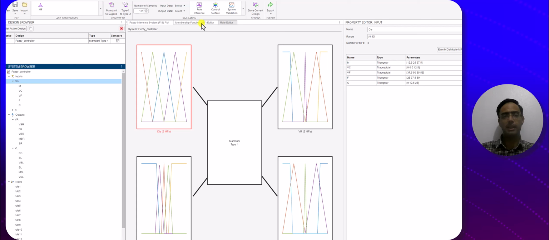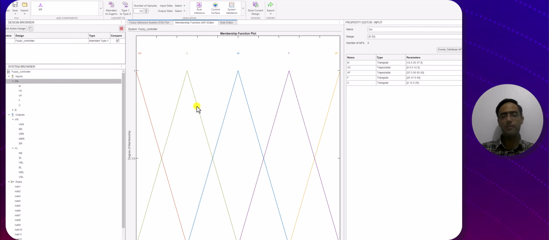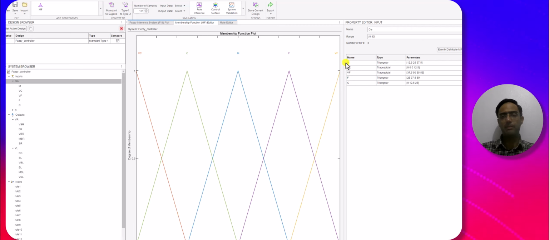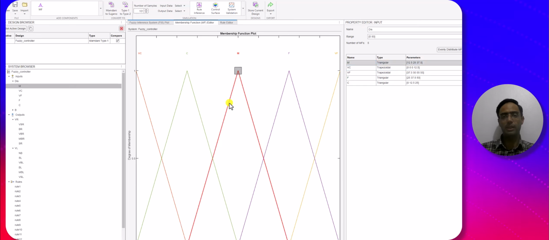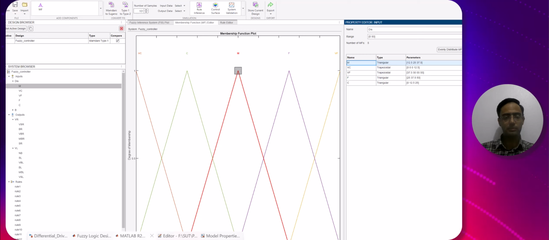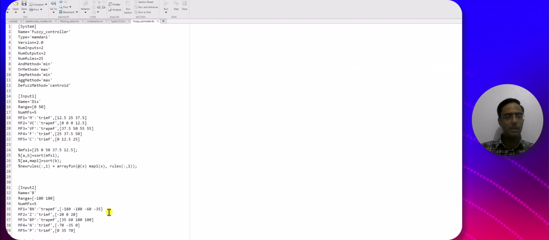For example, here, as you see, for the first input we have 5 membership functions, but the membership functions are not in order. For example, the lowest one is in the second place, or as you see here, the third one is in the first place, and so on. So first, from this file, we need to extract the centers of the membership functions, as here in our Type-3 fuzzy logic.